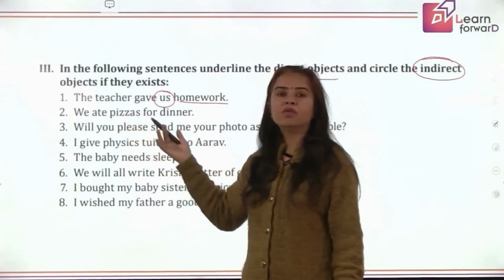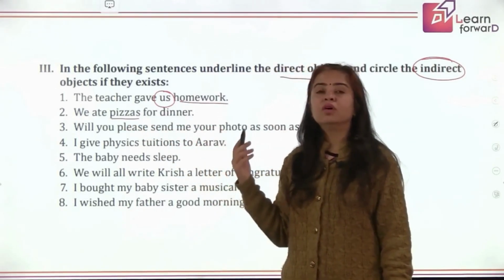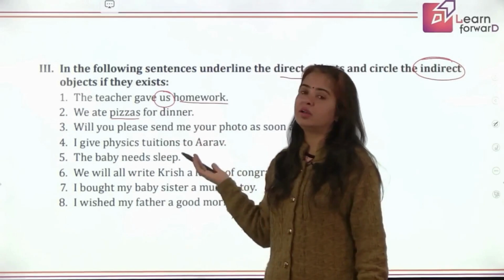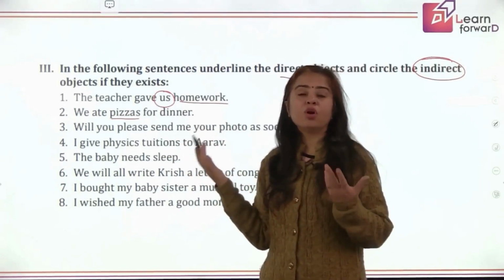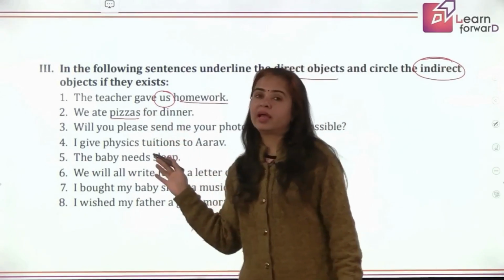We ate what? We ate pizzas. And for whom? It's like we ate pizzas for dinner. But for whom is not being answered, right? So there is no indirect object here.